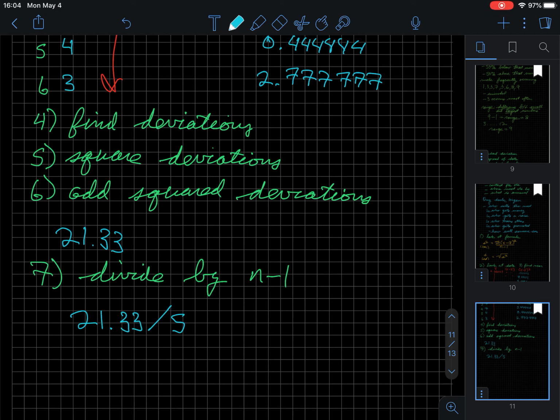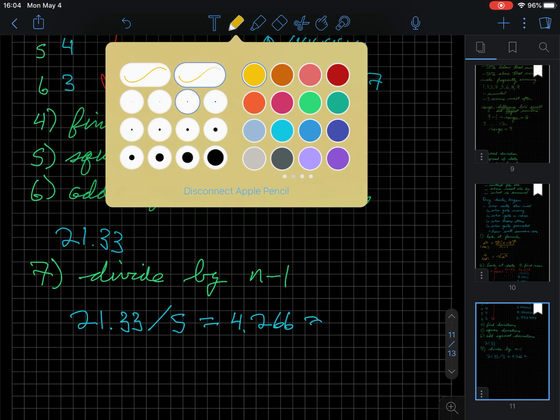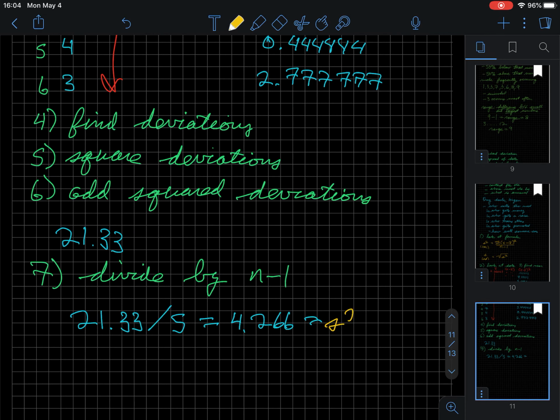And what does this give us, right? So this is going to be equal to 4.266 usually, and this equals our variance from earlier, right? So this is s squared, or the variance, right?